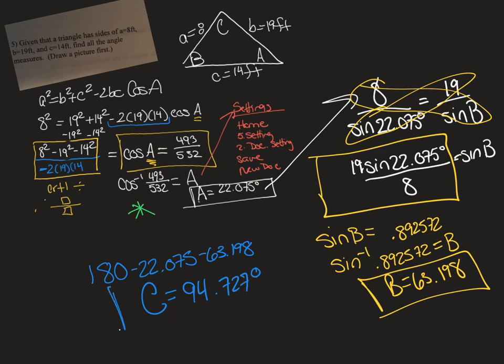92.727 degrees. And now you have found all the angles that you needed for this triangle. Okay, let's do the next one. So the next one says they gave us a picture, and they told us that angle A, which is going to be over here across from side A, is 105 degrees. So it says find the remaining angles and side.